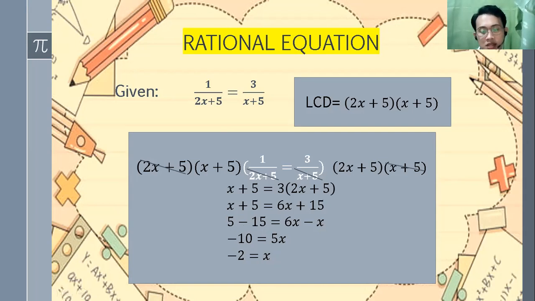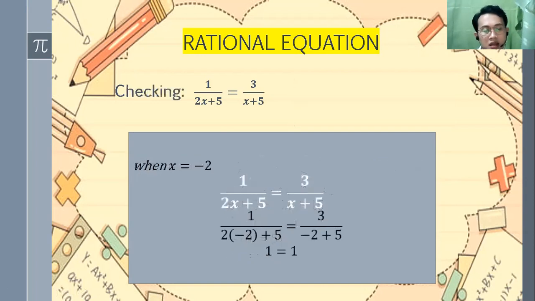How are we going to know? So let's have the fourth step by checking if the x will satisfy. This is what we mean by if x satisfies the equation. Substitute the value of x, which is negative 2, to our original equation. So here we go for the original equation, as you can see, and we substitute negative 2 to the value of x's. So that will turn out to 1 over 2 times the quantity of negative 2 plus 5 is equal to 3 all over negative 2, which is the value of x, plus 5. And then simplify.